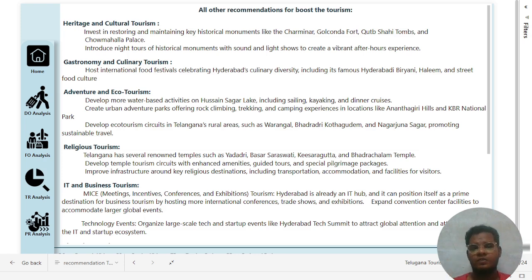Host an international food festival celebrating Hyderabad's culinary diversity, including the famous Hyderabadi biryani, haleem, and the street food culture. Adventure and ecotourism is very interesting and should be properly implemented, because people nowadays are more drawn to nature, but we are also responsible for protecting our nature as well.